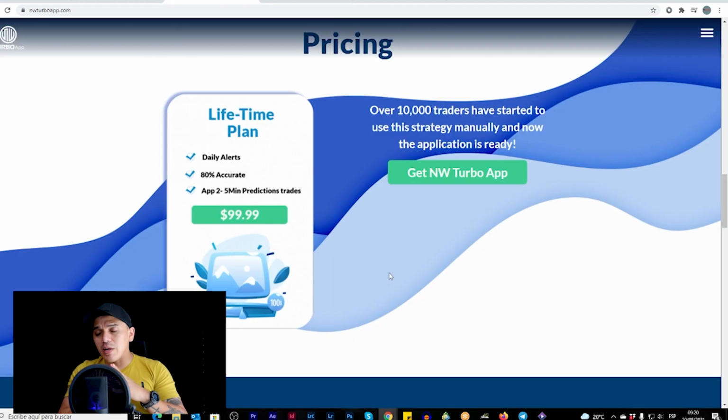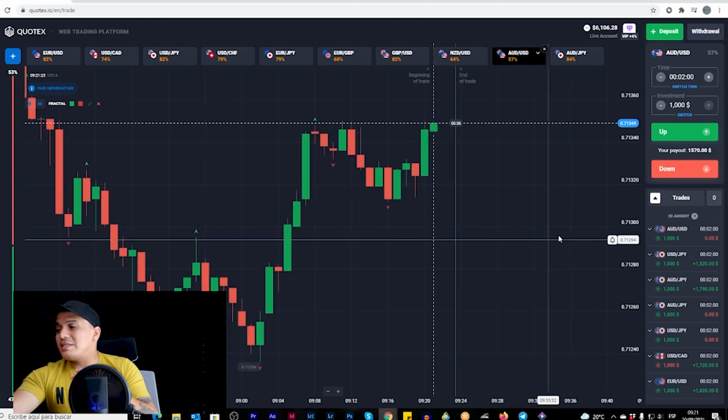How to get the Next Wave turbo indicator for binary options? You can find it here, you can download the indicator and install it in your computer. It only works for MT4, not for MT5, guys. It doesn't work for MT5, okay? I need to repeat this because I see a lot of questions about why it doesn't work with MT5. Well, it only works for MT4. So let's check it out.